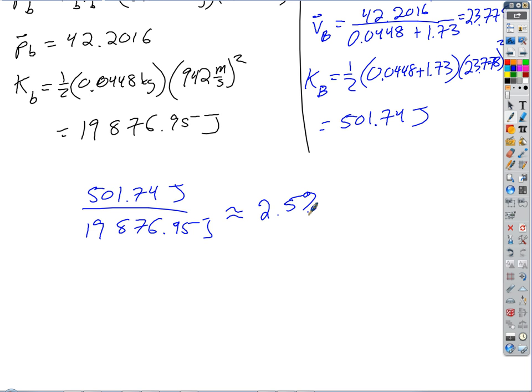So that's how much energy is transferred into the block. So we lost 97.5% of the original kinetic energy when the bullet embeds itself in the block. Wow, it's a lot. I don't want to get hit by the bullet.